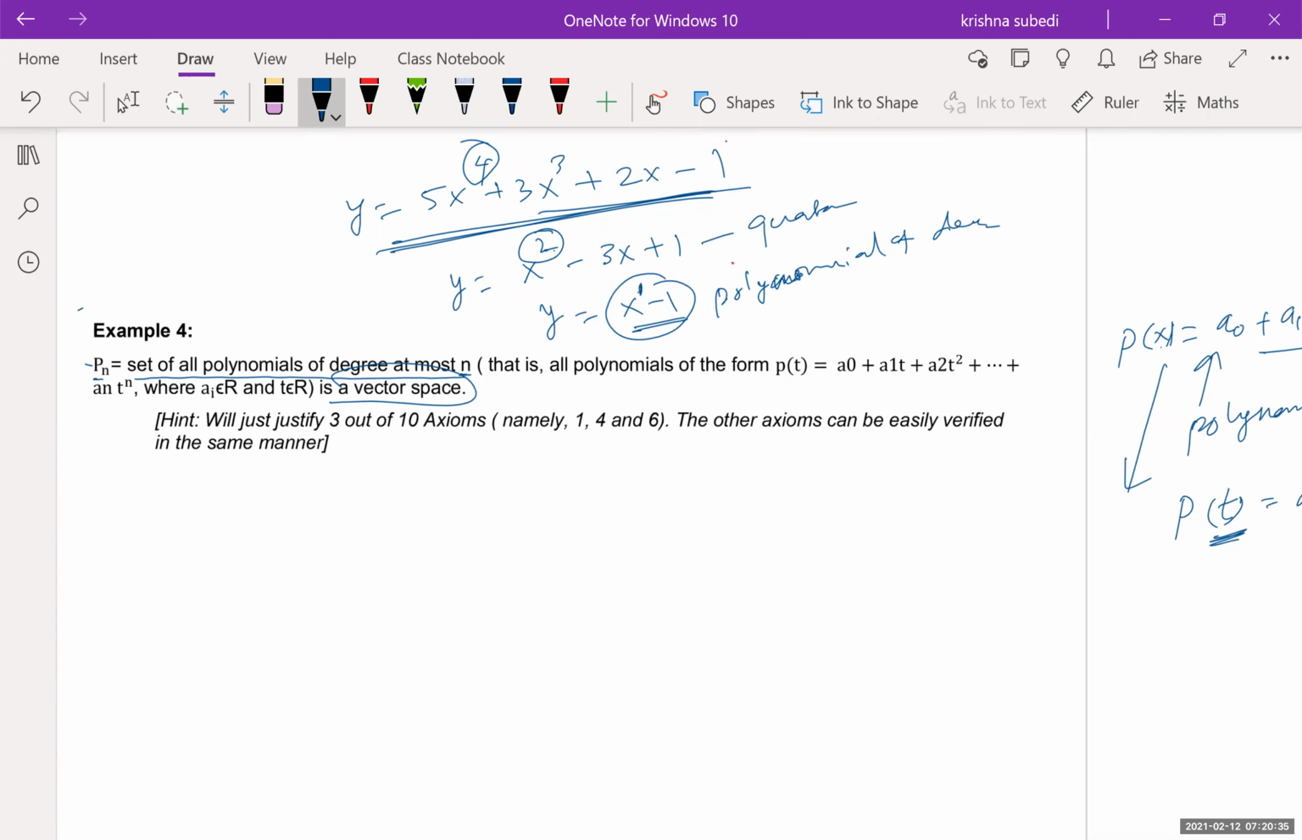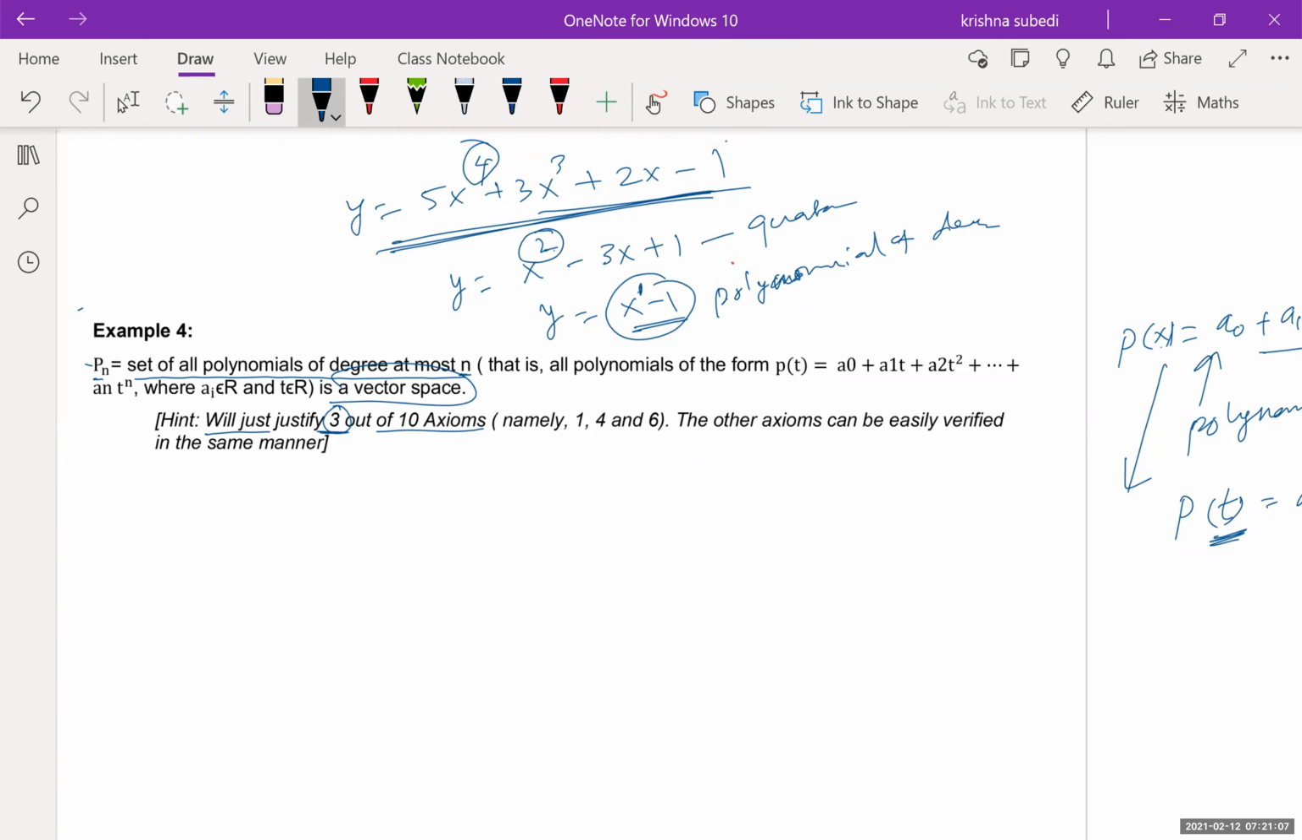As I said earlier, instead of those 10 axioms, 10 conditions, 10 rules, we will just verify those 3 rules out of 10. If you want to show all of those 10 rules, that's okay, I don't have any problem. The only thing is you may have a problem, right? It'll take lots of time. So I suggest just use those 3 properties, 3 axioms I mentioned earlier.